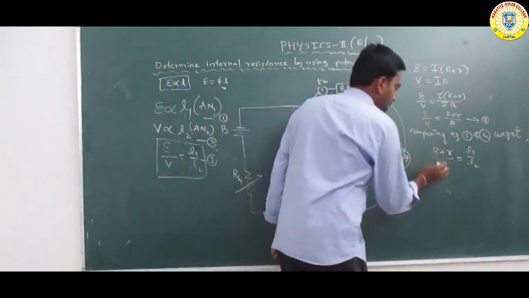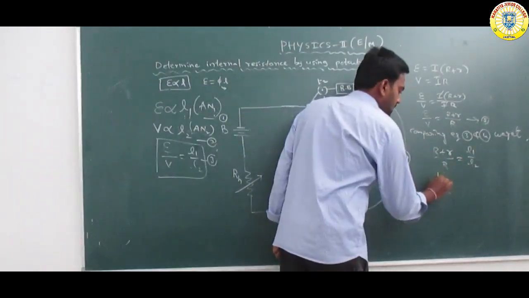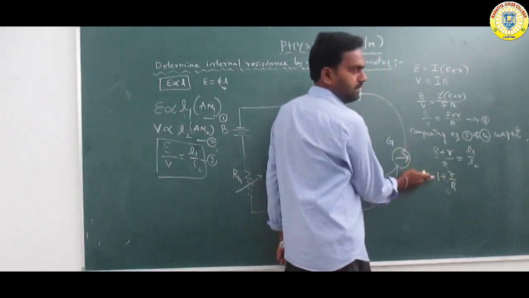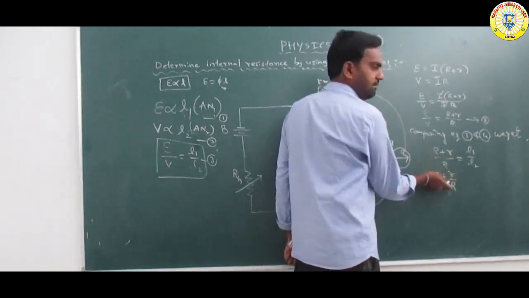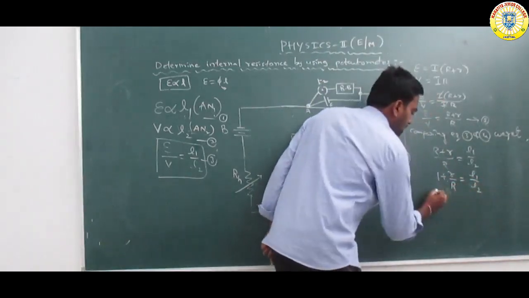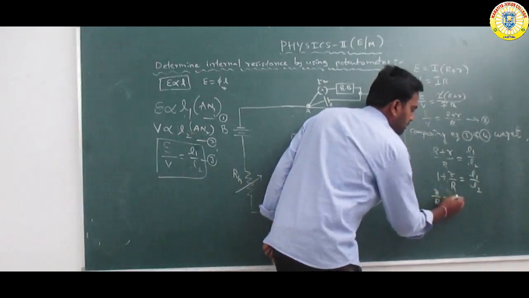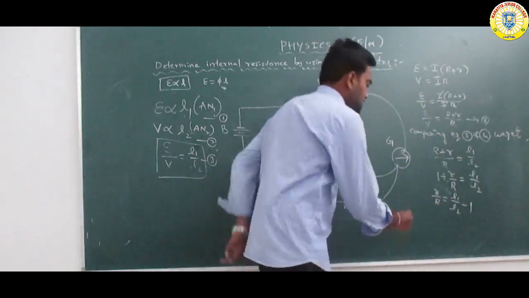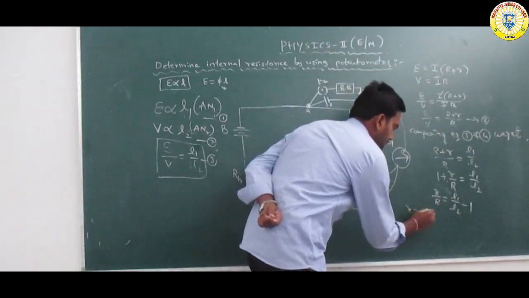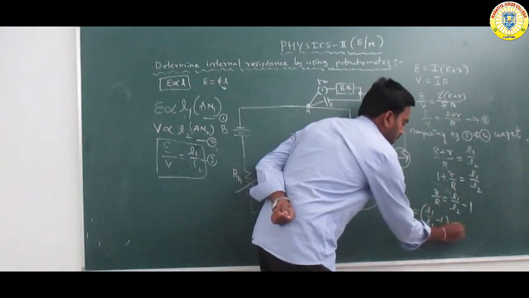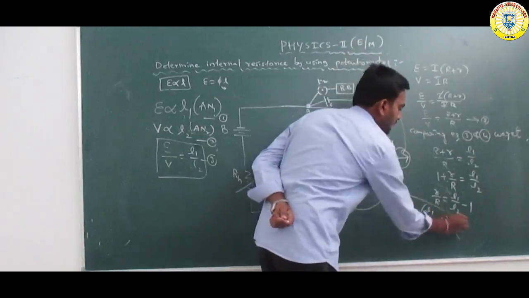Dividing with respect to R: 1 plus r by R, since R by R cancels and 1 is taken, is equal to L1 by L2. So r by R is equal to L1 by L2 minus 1, and small r is equal to (L1 by L2 minus 1) into R. This is the formula to find out the internal resistance.